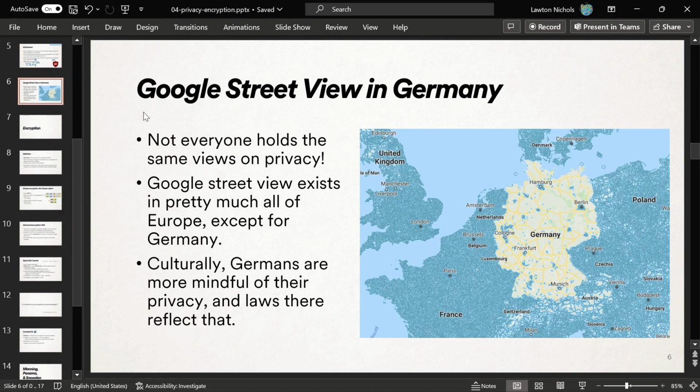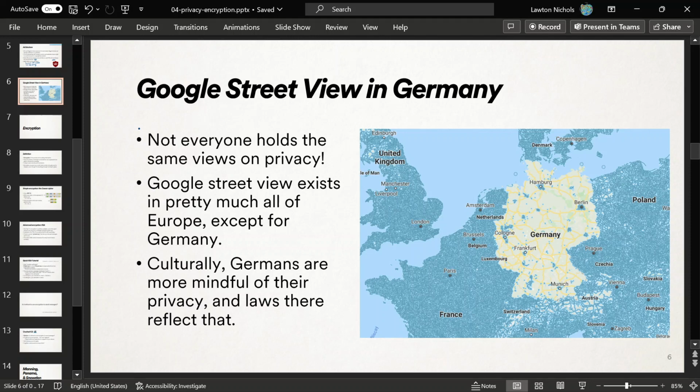One more topic in this section. Let's talk about Google Street View. Have we ever used it before? It's pretty common, right? You want to go and see, what does the outside of my house look like? What does the outside of this business that I'm about to travel to look like so that I can turn at the right spot? I use it for that all the time.